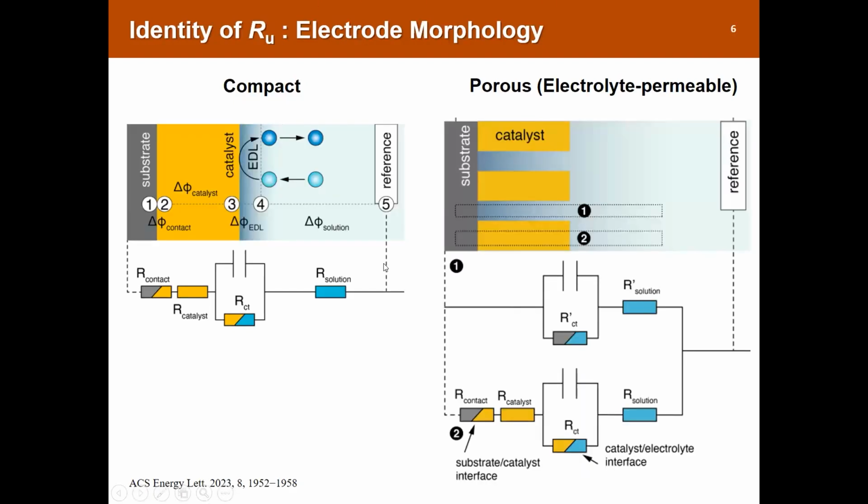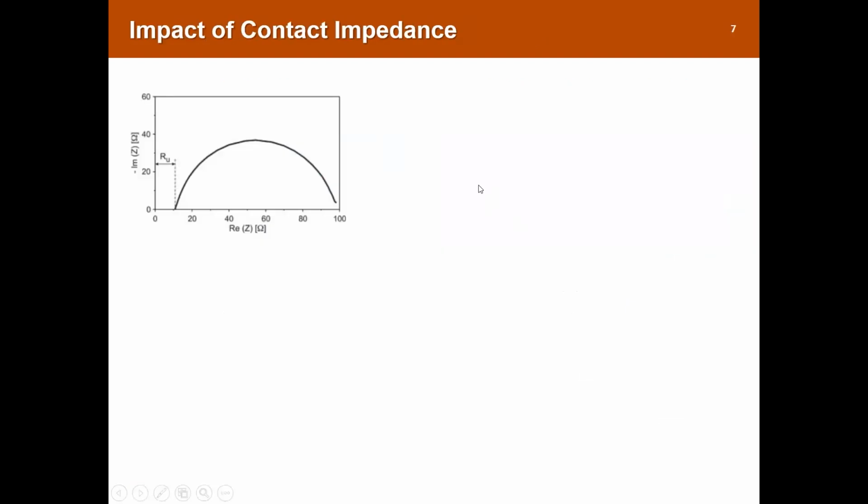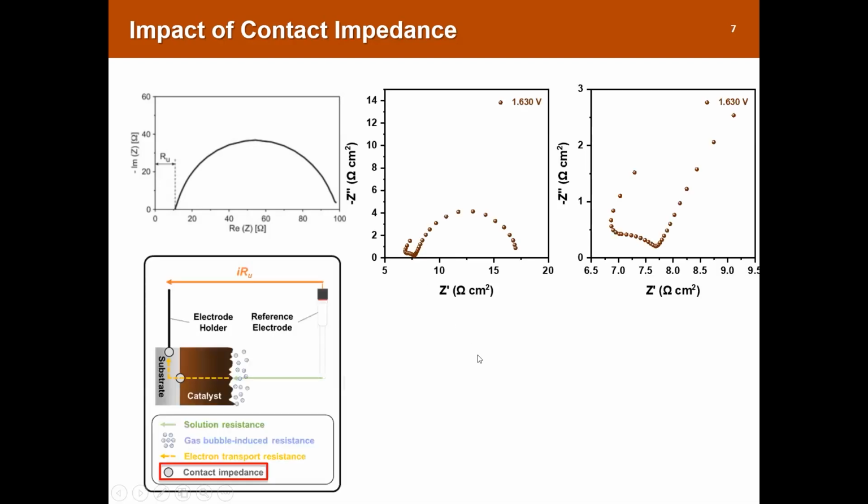Okay. And I want to briefly touch on the impact of contact impedance. One of the components of the RU is the contact impedance between the substrate and catalyst layer, or the substrate and electrode clip. In that case, theoretically, we are supposed to obtain just one semicircle from the Nyquist impedance analysis, which comes from the RC circuit, while RU is the uncompensated resistance.